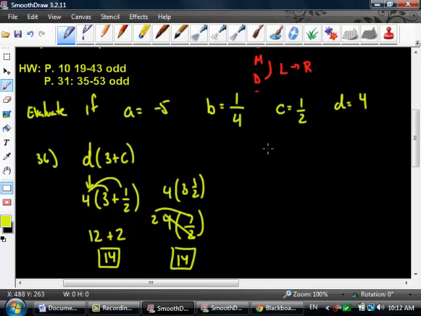Okay, number 40. Moving on to number 40. 2 to the D power plus A. Let's go ahead and substitute in. That means 2 to the D being the number 4, plus the letter A, which is negative 5. I'll put that in parentheses. Hardest part of this problem is 2 to the 4th power.